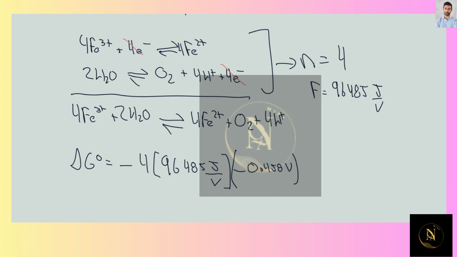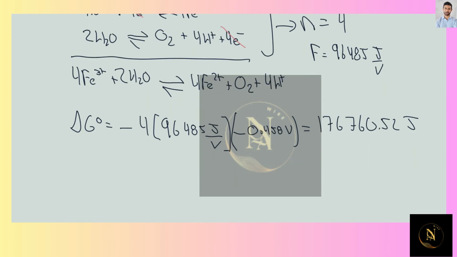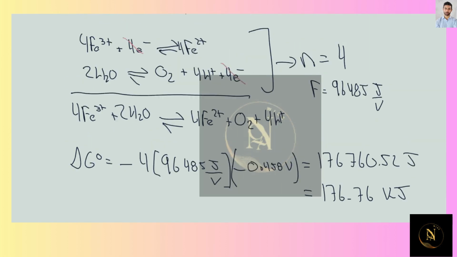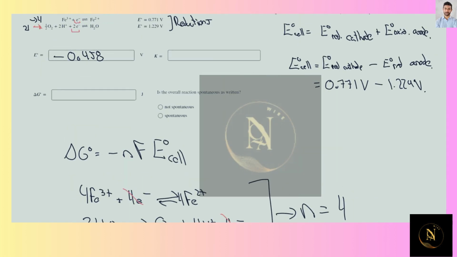This gives us a value for delta G naught of 176,760.52 joules, or, which is the same, 176.76 kilojoules per mole of reaction. Actually, the result asked is in joules, so let's plug in directly: 176,760.52 joules. So that would be it.